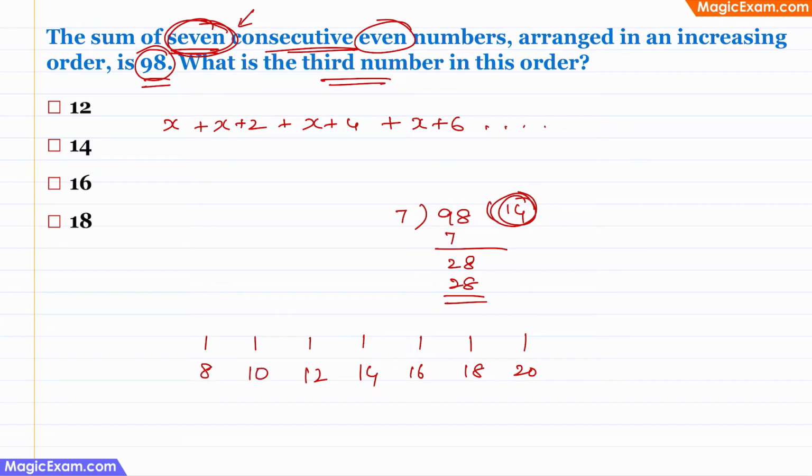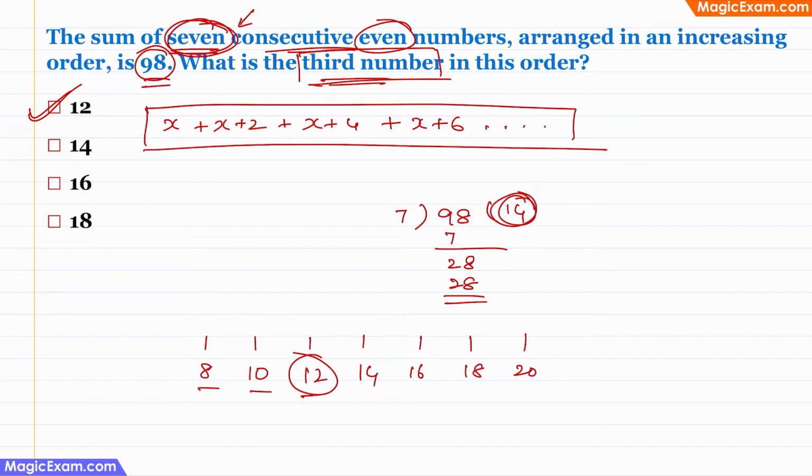So now we have been asked to identify the third number in this order. So the third number is 12. So option 1 is the correct answer. So you can solve this using the algebraic method, or you can use a common sense method to solve the problem, especially if you are dealing with an odd number of consecutive numbers.